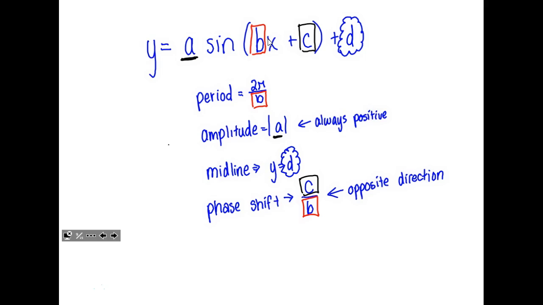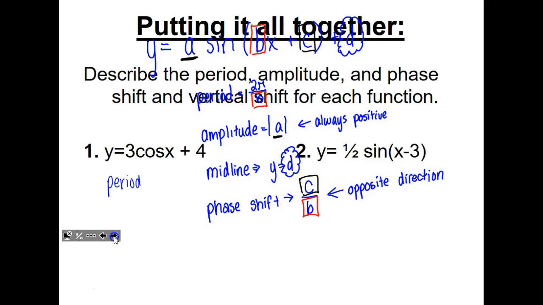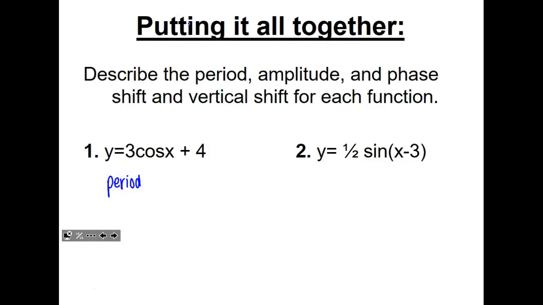Okay, so let's look at some examples now. For example 1, if we think about what we just did, we've got y equals 3 cosine of x plus 4. All right, our period is 2 pi divided by the number in front of our x. Do we have a number in front of our x? We do not, so the period is just 2 pi. The number there would be a 1 if we had it.